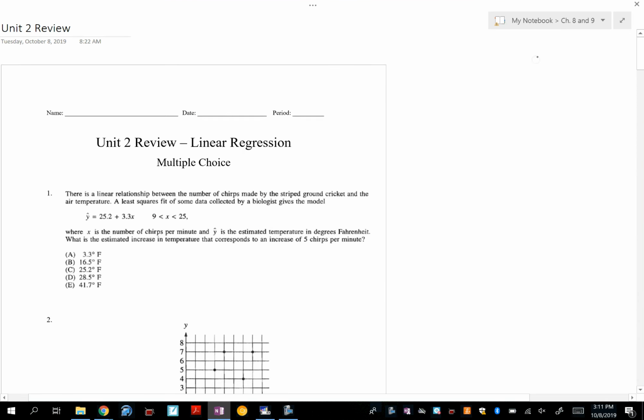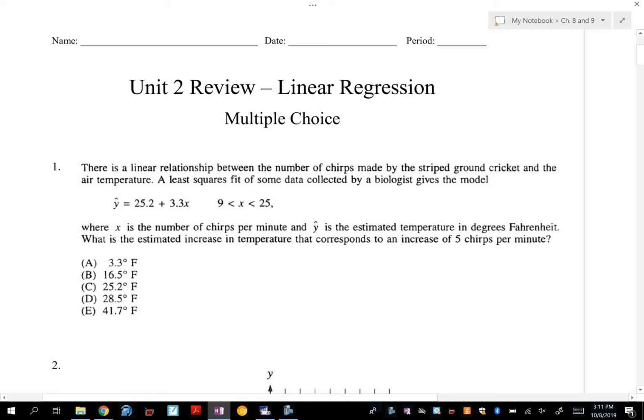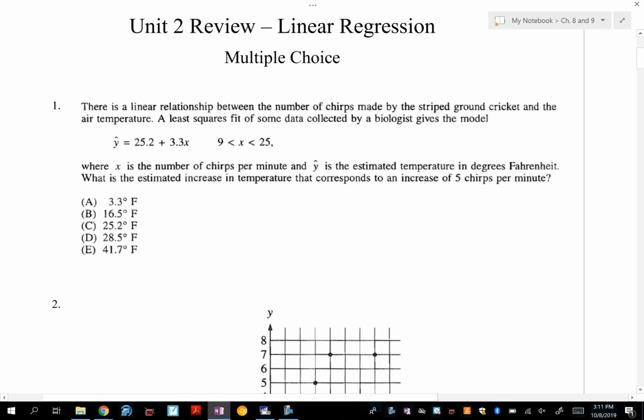All right, so we're here with our honors stats class, period 2, getting ready to go over the multiple choice review questions. We're going to go straight through 1 through 10, and I'll be referencing the board on the side to go over how we're doing as a class. All right, so the first one.